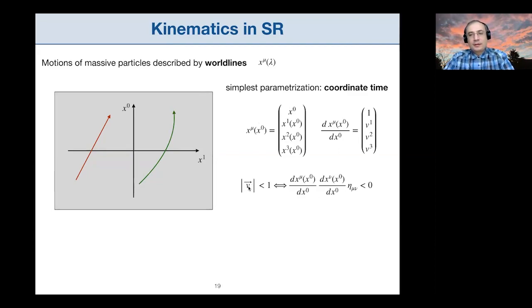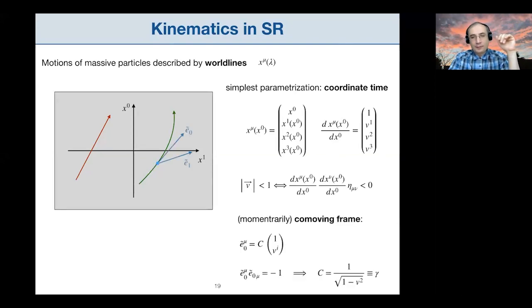It's fairly easy to check that if the velocity of a particle is smaller than the speed of light, then the length of this tangent vector, or its product with itself using the matrix eta, is less than zero. So it is a time-like vector. Moving frame: so find a frame in which e_0, the zero vector, is basically aligned with this velocity vector. This is a frame whose center of reference is at a given moment exactly aligned with the body we're looking at. And in that case, e_0 turns out to be gamma, the Lorentz factor, times this vector over here.